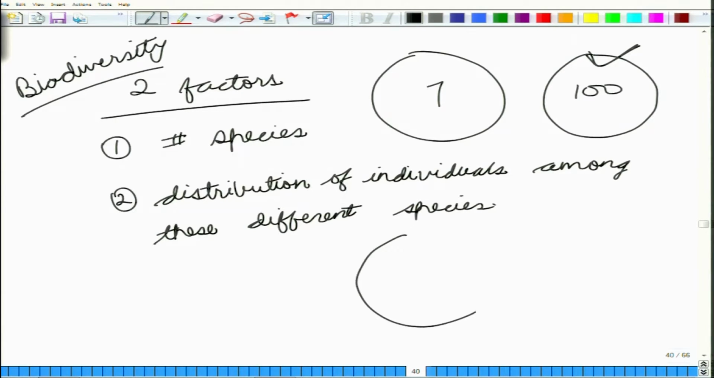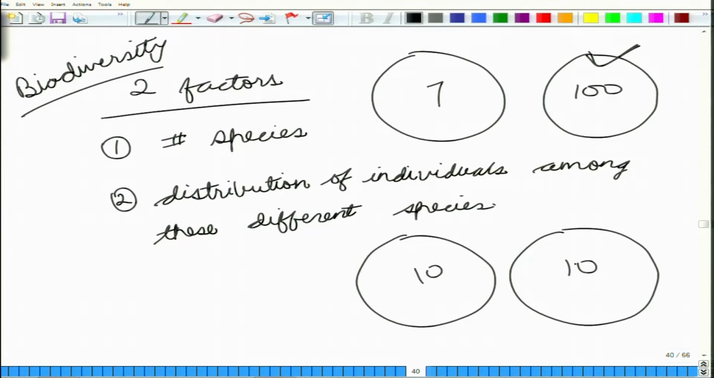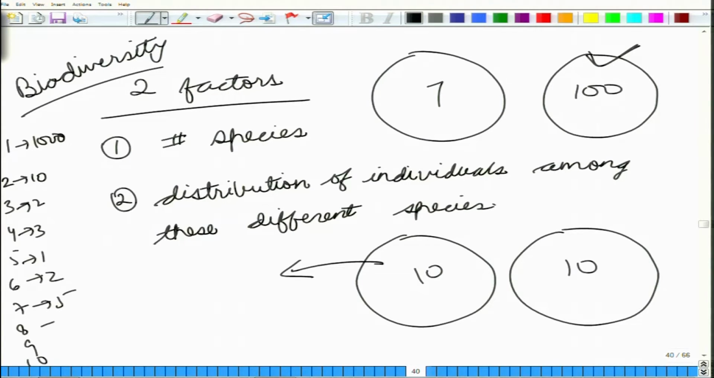But then if we have two communities and the first community has 10 species, the second one also has 10 species. But then in the first case you have the individuals such that species 1 has, say, 1000 individuals, and then you have 2, 3, 1, 2, 5, 6, 7, 8. Now, in this case, this community is having this particular species, that is species 1, in so much abundance that if you go anywhere you will only find species 1.